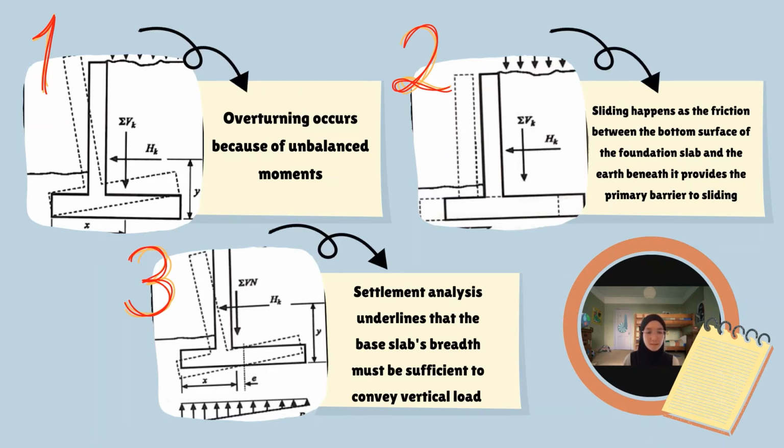Sliding happens as the friction between the bottom surface of the foundation slab and the earth beneath it provides the primary barrier to sliding, where the resistance produced by passive earth pressure on the base front face contributes some resistance. Settlement analysis, on the other hand, highlights that the base slab's width must be sufficient to convey vertical load to the foundation soil without generating excessive settling or rotation.